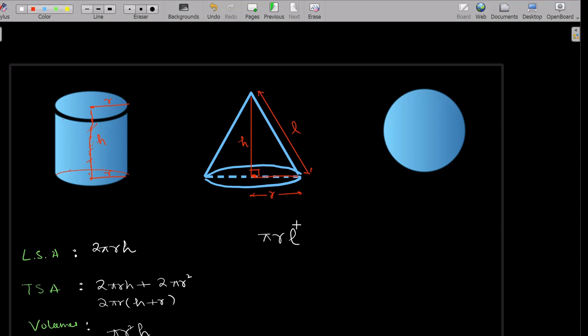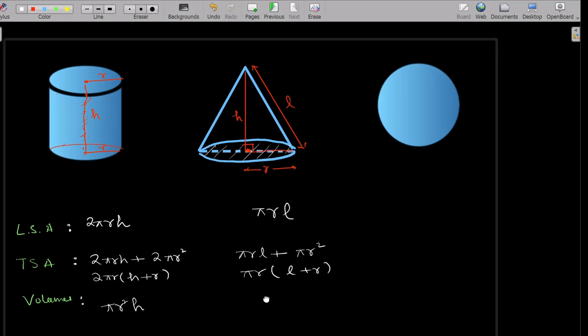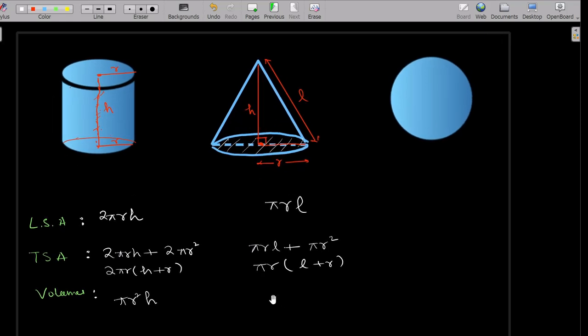And for total surface area, you do pi r l plus area of the base, which is pi r square. And again, you can factor out pi r and you'll have l plus r. And volume is area of the base multiplied by the height. But that's not the case with the cone. In cone, if you do pi r square and multiply that by height, you'll get pi r square h, which will be same as the volume of the cylinder, right?